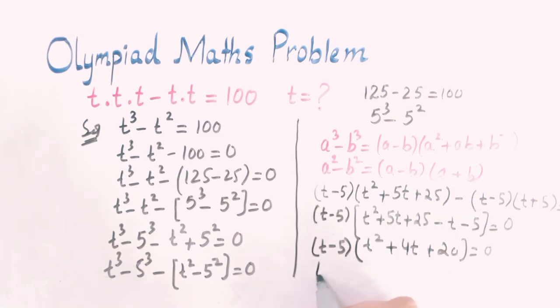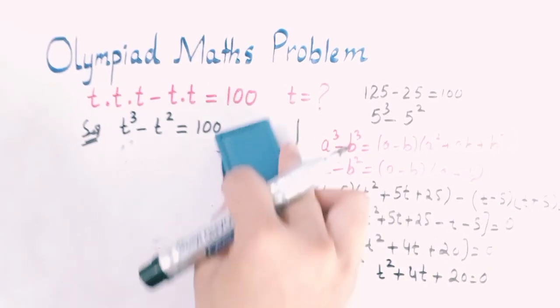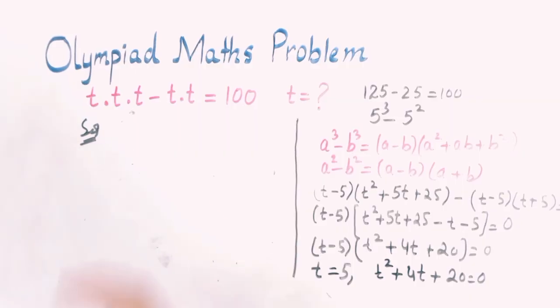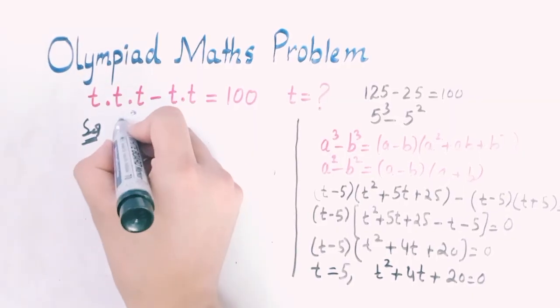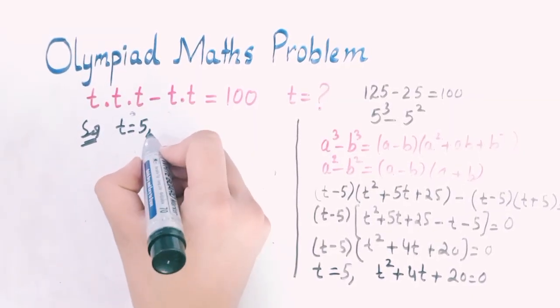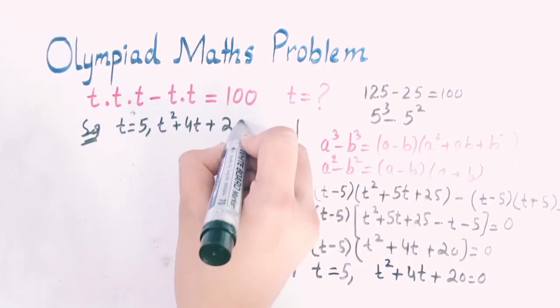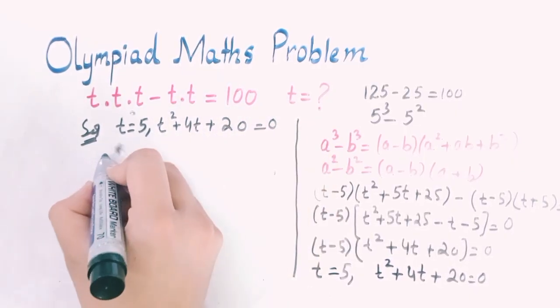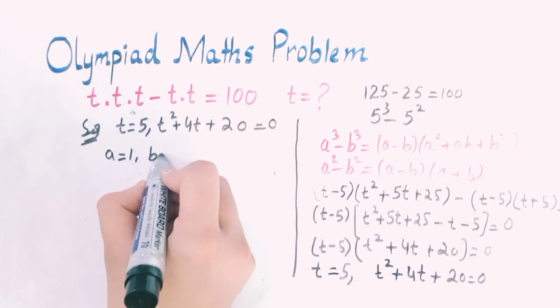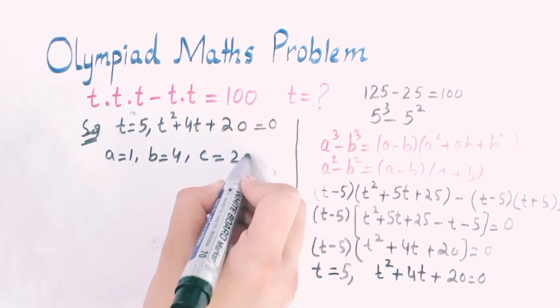We have two values, t equals 5 and t square plus 4t plus 20 equals 0. On this we will apply the quadratic formula. So t equals 5 is the first root and t square plus 4t plus 20 equals 0. So a equals 1, b equals 4 and c equals 20.